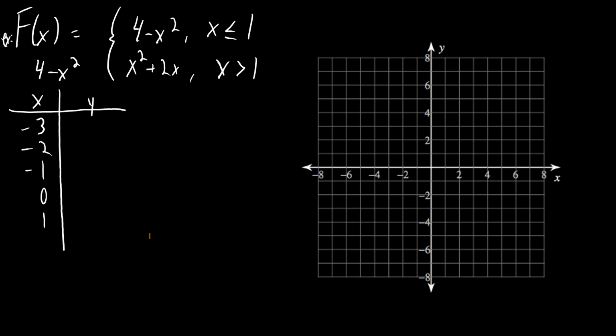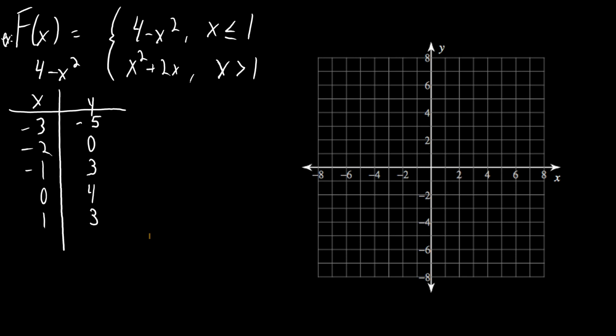Okay, so 4 minus -3 squared. It's going to be 4 minus 9, which is -5. 4 minus -2 squared is going to be 0. 4 minus -1 squared is going to be 3. And that's going to be 4. This will be 3 again.